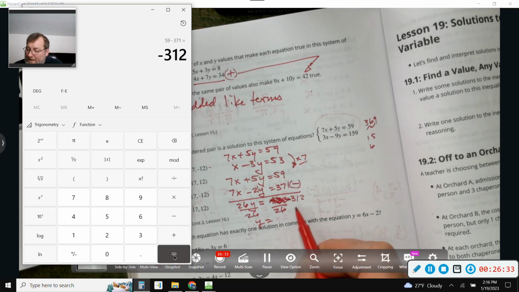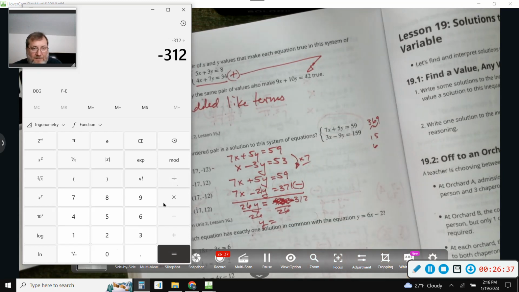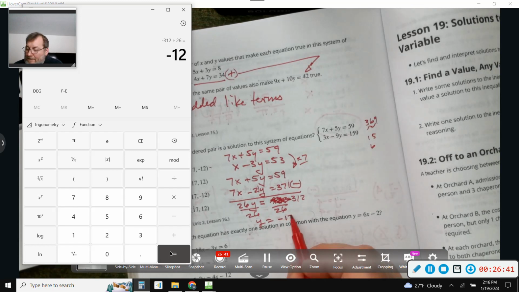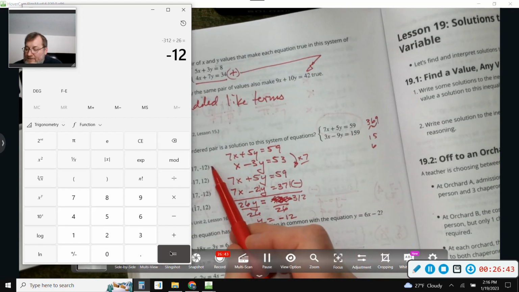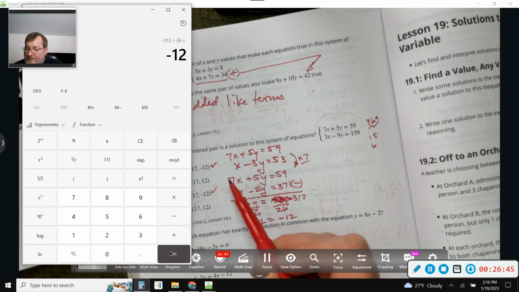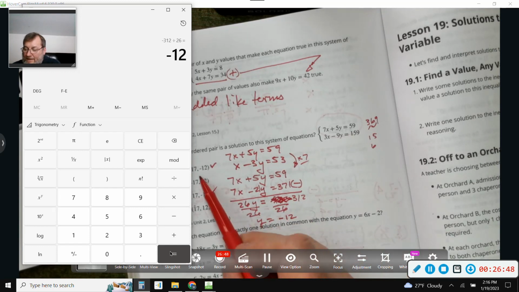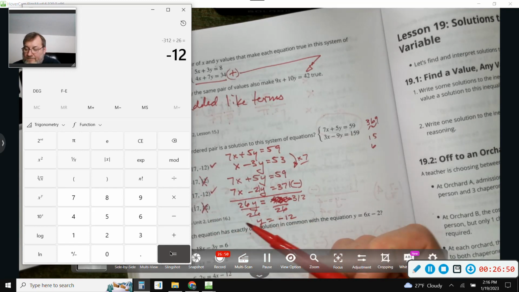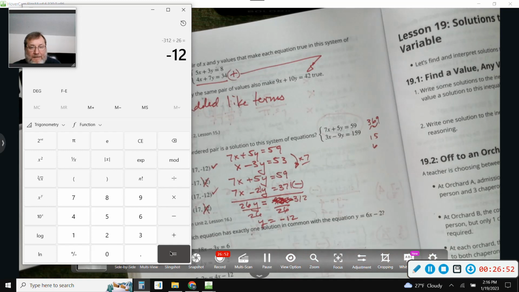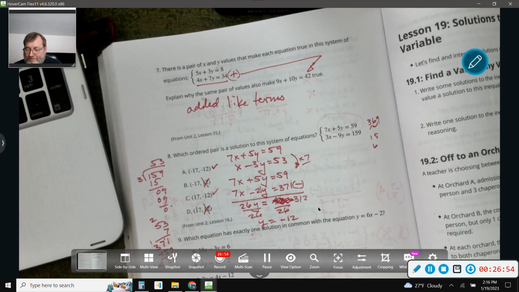All right. So negative 312 divided by 26. Let's see what we got here. Divided by 26, that's negative 12. So it's either this one here or it's this one here. Okay, that's out and that's out. Now let's continue on.